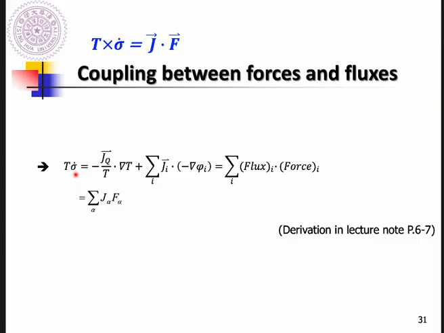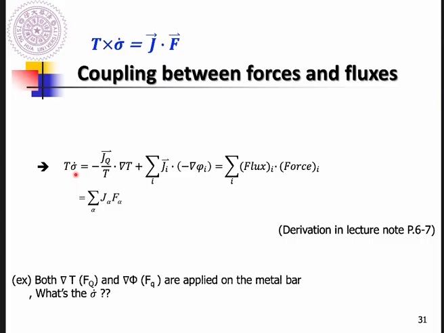To give you more ideas, I give you an example here. If I have a metal bar and there are two driving forces, a temperature gradient F capital Q and an electrical potential gradient F small q, applying on this metal bar, what is the sigma dot? So we do have two driving forces, right?